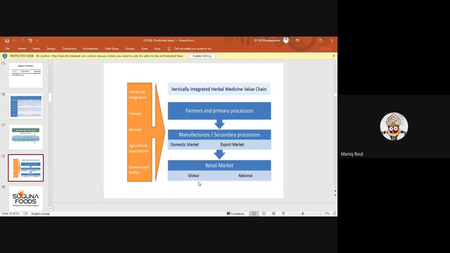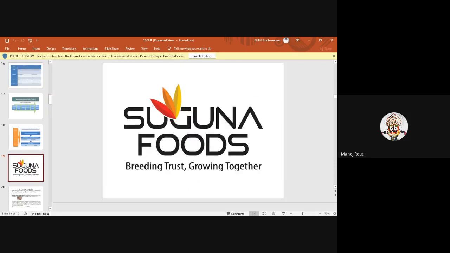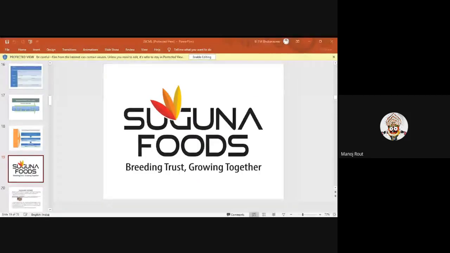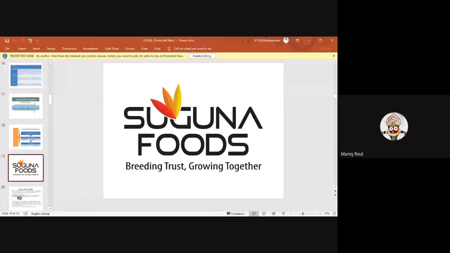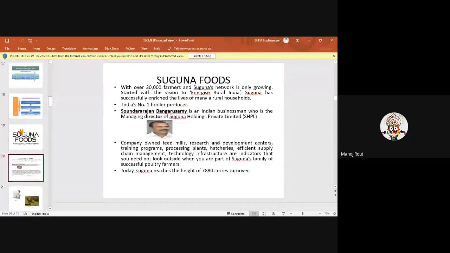Going to the next one, this is a typical case study of Suguna Foods. As you know, Suguna Foods provides white or fresh meat of chickens. In that case, I will show that particular case study. This is the founder, with over 30,000 farmers, and the Suguna network is only growing. Started with the vision of enriching rural India, Suguna has successfully enriched the lives of many rural households.